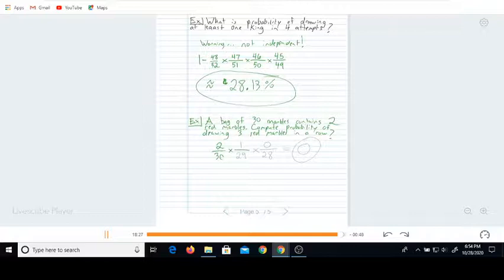Okay, so remember it's a sequence of events, so we use multiplication, and we always assume the previous occurs. So, assuming your first marble's red, there's now 29 marbles left in the bag. How many of them are red? Well, that's 1. And then let's do our third draw. Now there's 28 marbles in the bag, and how many of them are red? Well, 0. And what's so special about 0? Well, if you multiply anything by 0, it's automatically 0, which makes sense. There's a 0% chance that you can get 3 red marbles in a row if there's only 2 in the bag.